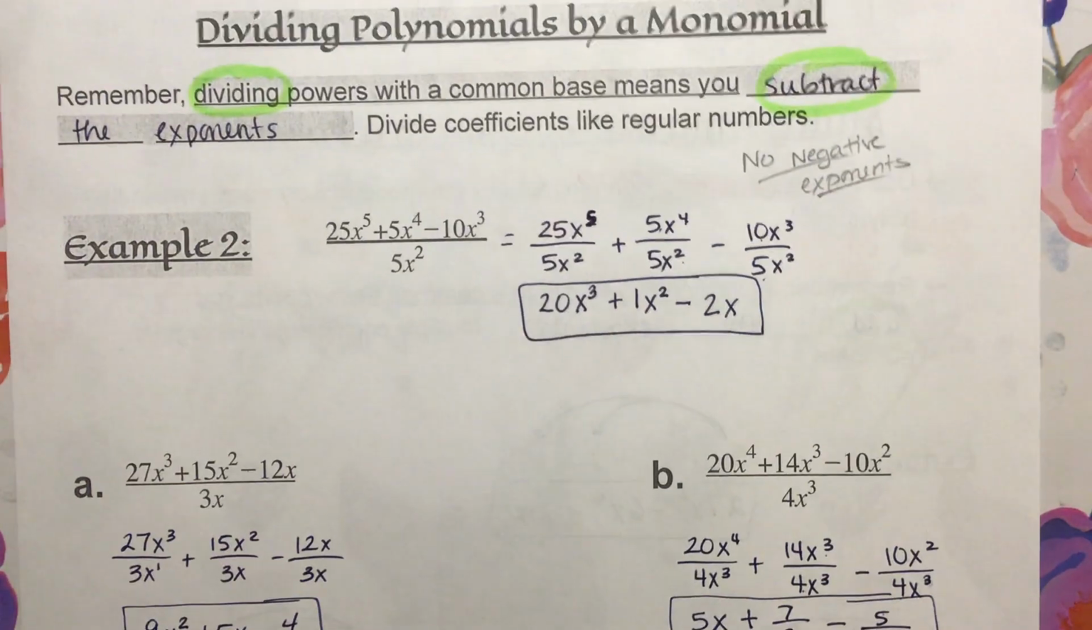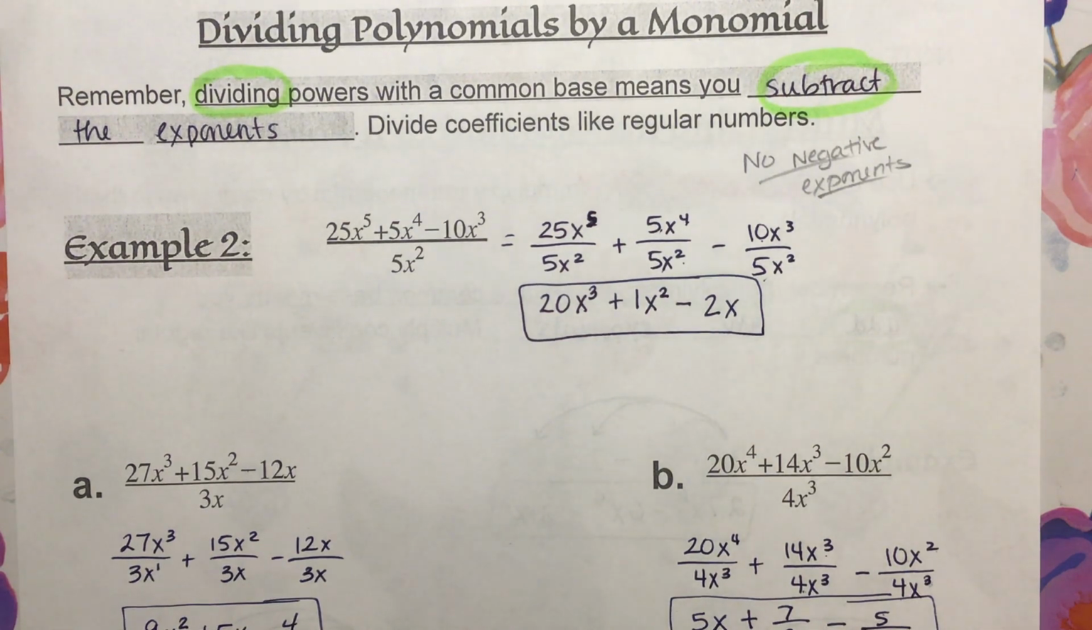So with dividing, one more reminder is that you're going to divide the coefficients like regular and you subtract the exponents when there is a common base.